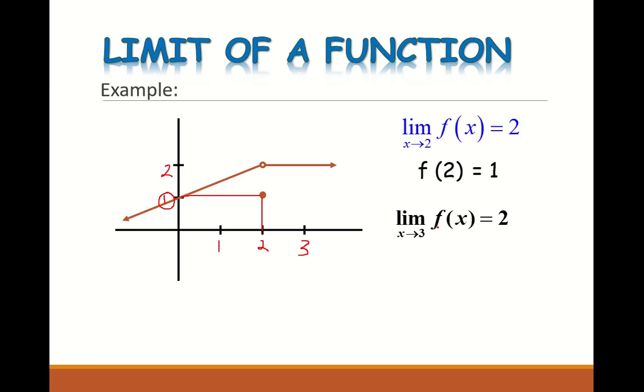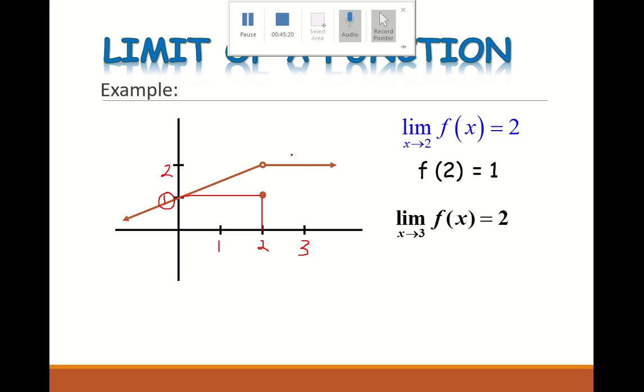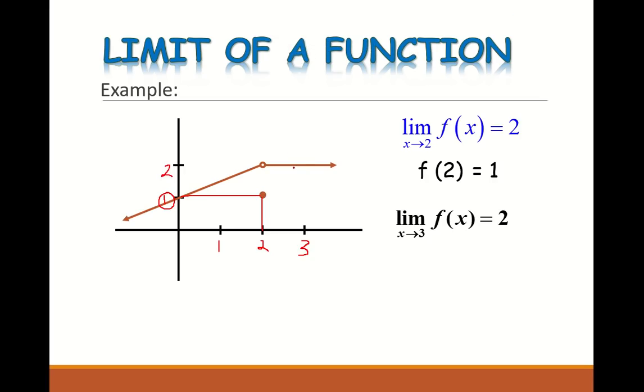Now the limit of the function is equal to 2 as x approaches 3. Why? You see, when x equal to 3, you've noticed that this is a straight line, meaning it's constant. If x equal to 2.5, that's the same. The limit is equal to 2. This is a straight line. It's constant.